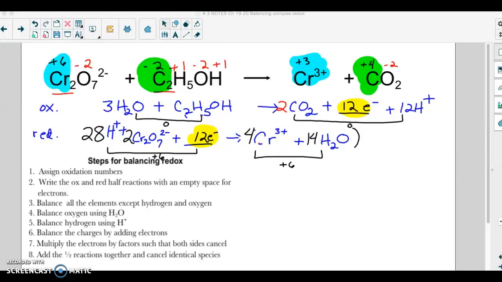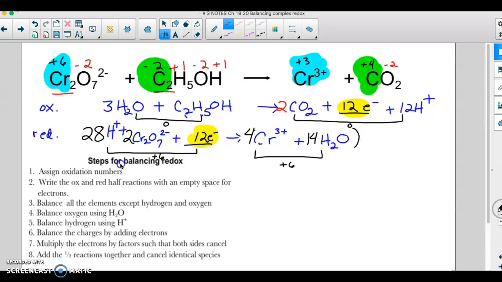Okay, so you're just checking your work. We took that bottom reduction reaction and we multiplied it by 2 because we wanted to have 12 electrons. Originally we had 6, but we multiplied everything by 2. So now we have 28 hydrogens, 2 dichromate ions, 12 electrons. On the right side, we have 4 chromium plus 3s and 14 waters. So now we're ready to add.